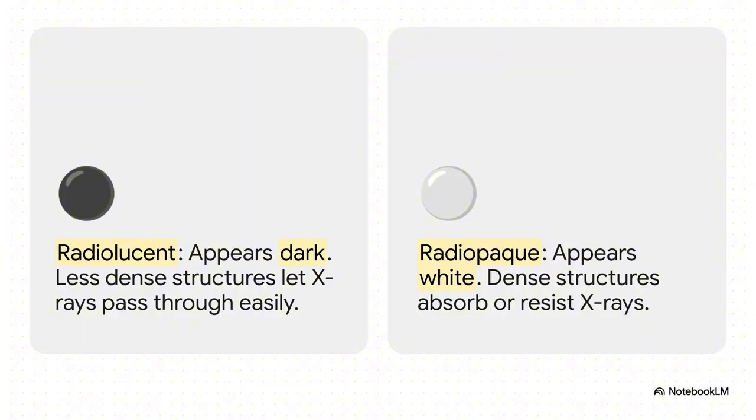On the flip side, you have radio-opaque areas. These look light or white. This is where really dense things like tooth enamel or a metal filling stopped the X-rays in their tracks, leaving the film underneath totally untouched.